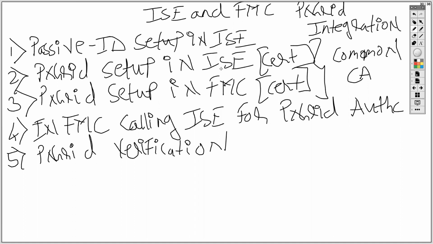You can see from a steps perspective, it is more compared to user agent, where you simply have to install the user agent and put in the required credential to retrieve the IP to user mapping, and go ahead and tell who your FMC is, and then in FMC tell who your agent is. That's it. Okay, but with pxGrid, it's more steps. So let's start with the first step of passive ID setup.